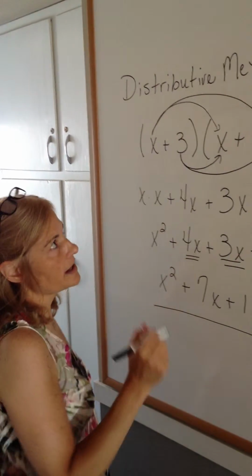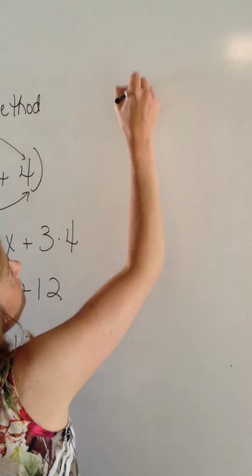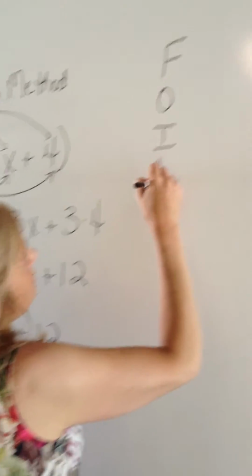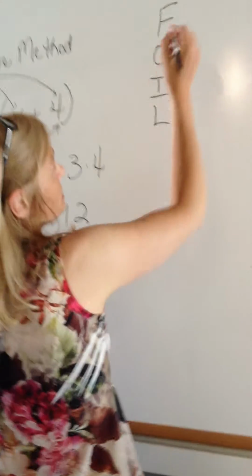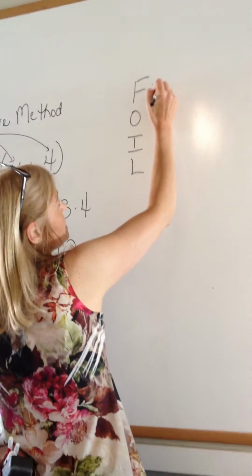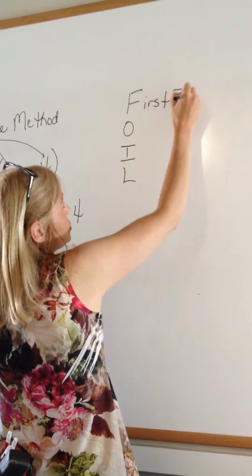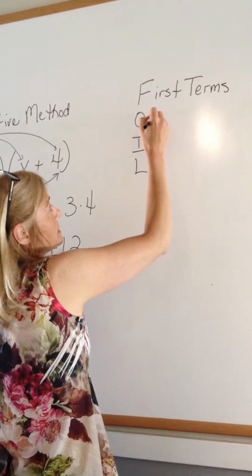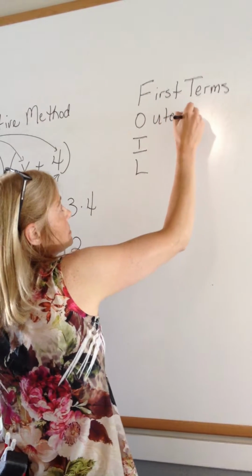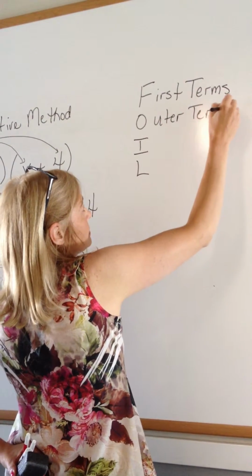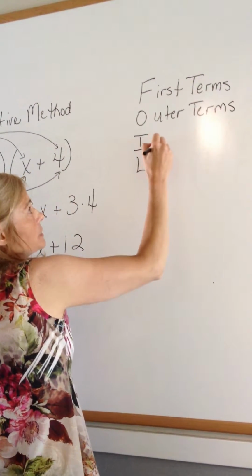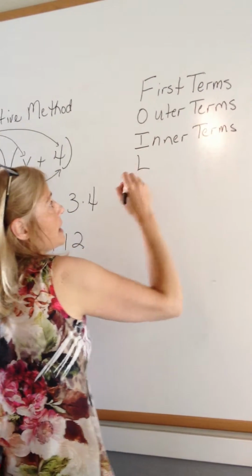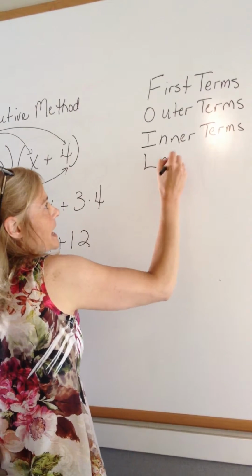Now we're going to look at the second method. And that's called FOIL. And FOIL means, F means first terms. The O means outer terms. The I means inner terms. And the L means the last terms.